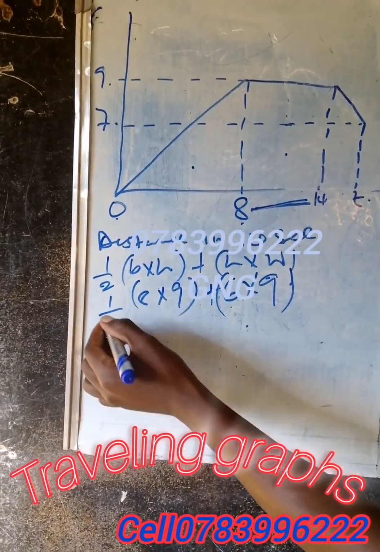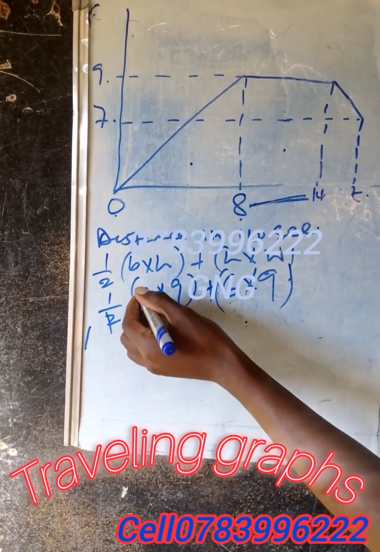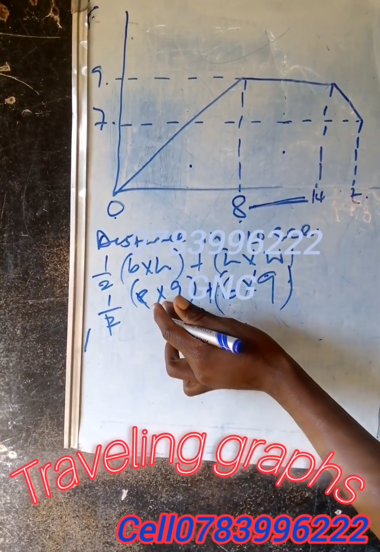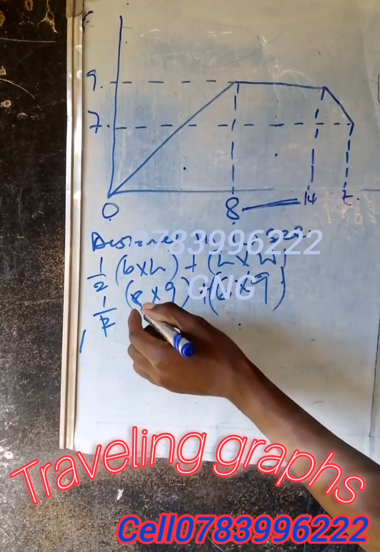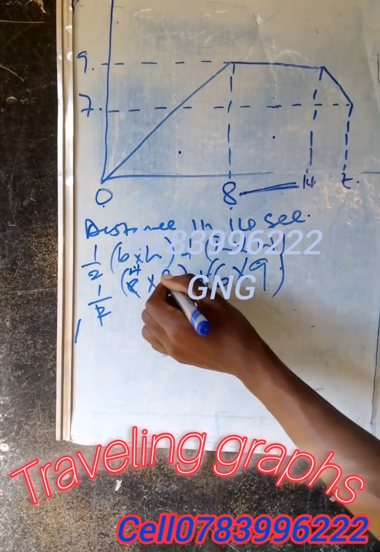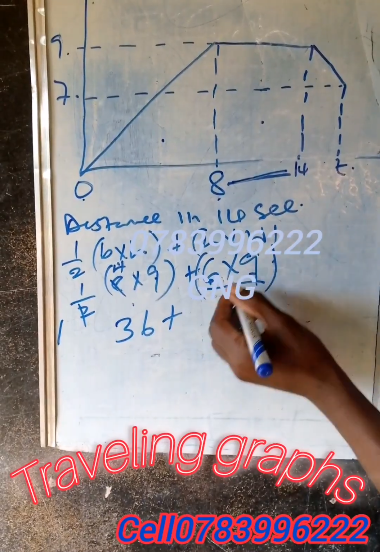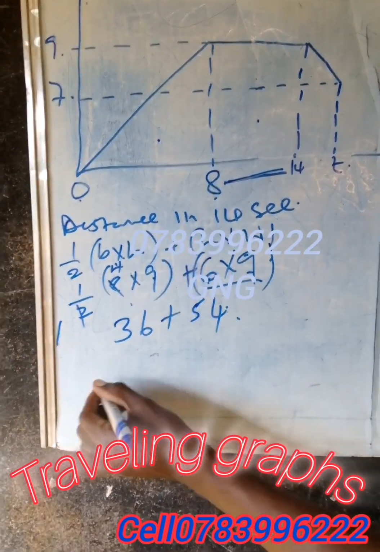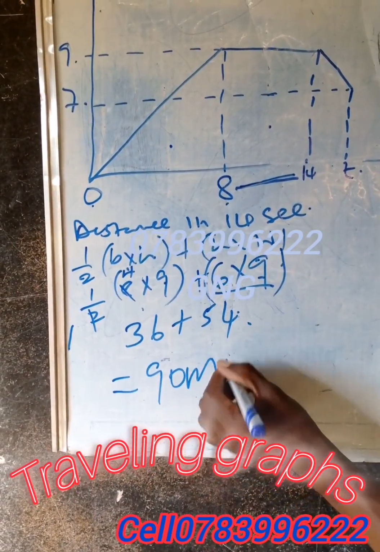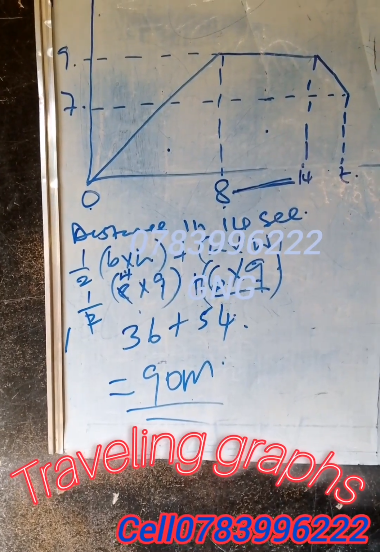Like this. So 2 into 2 here. Here we are able to say 2 into, because there's a multiplication sign here. 2 into 8, we get 4. 4 times 9, 36, plus 9 times 6 is 54, so 36 plus 54. Our distance is 90 meters.